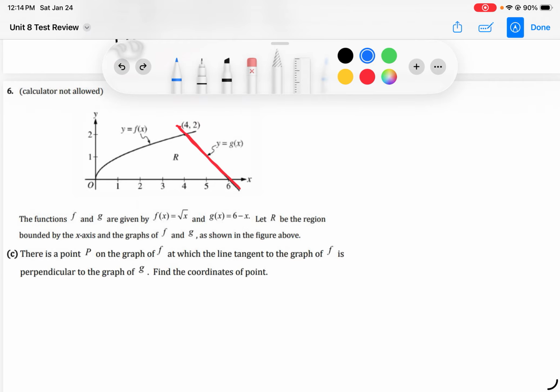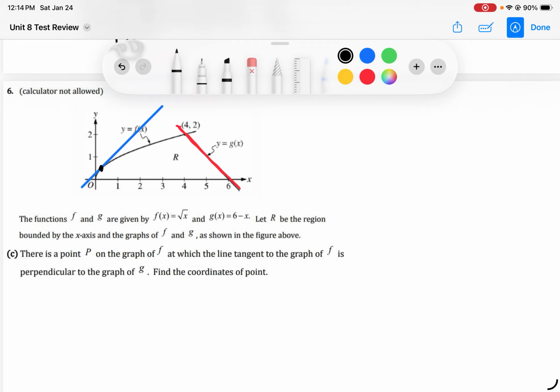Let me mess around for a second. That looks pretty perpendicular. Okay, that blue line is perpendicular, we'll say. Now there's some tangent line on f, maybe right there, where it's tangent. That point of tangency is the point that we're looking for, and that line would be perpendicular to g of x, which is just linear. So we want to find that point P.